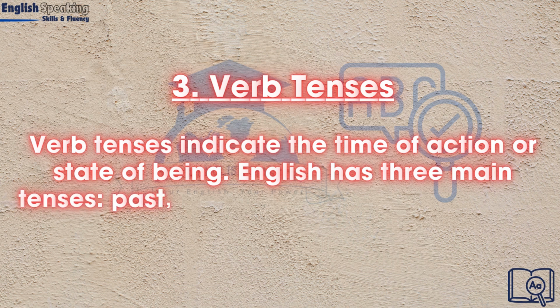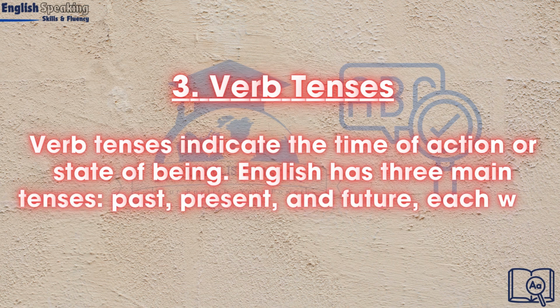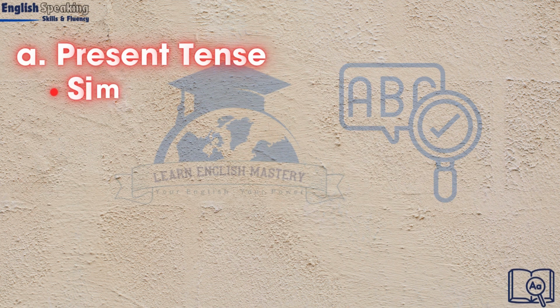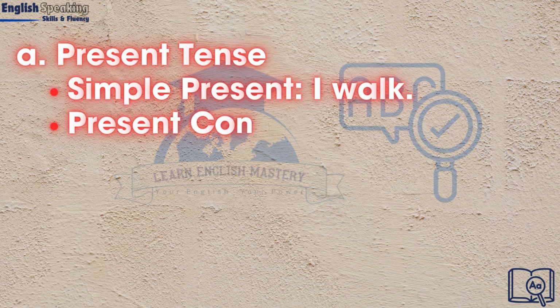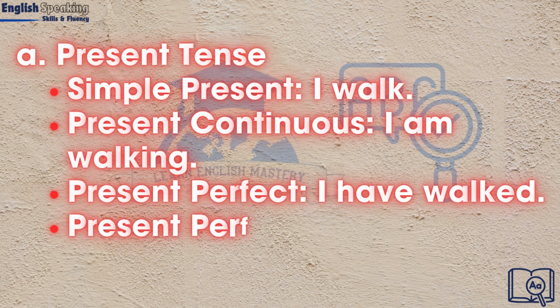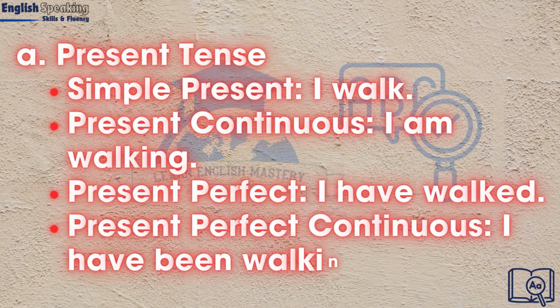English has three main tenses: past, present, and future, each with four aspects. A. Present tense. Simple present: I walk. Present continuous: I am walking. Present perfect: I have walked. Present perfect continuous: I have been walking.